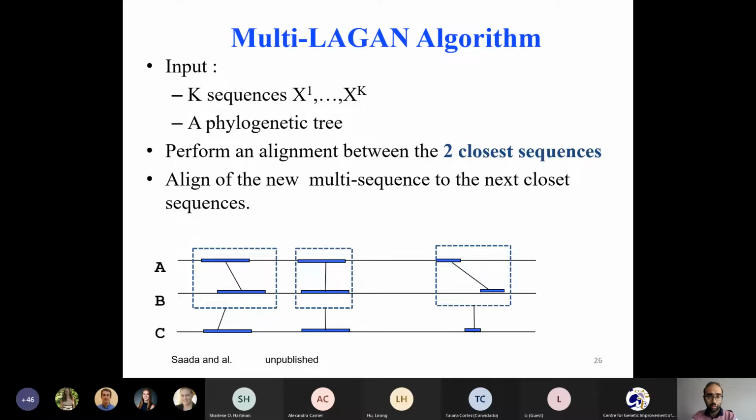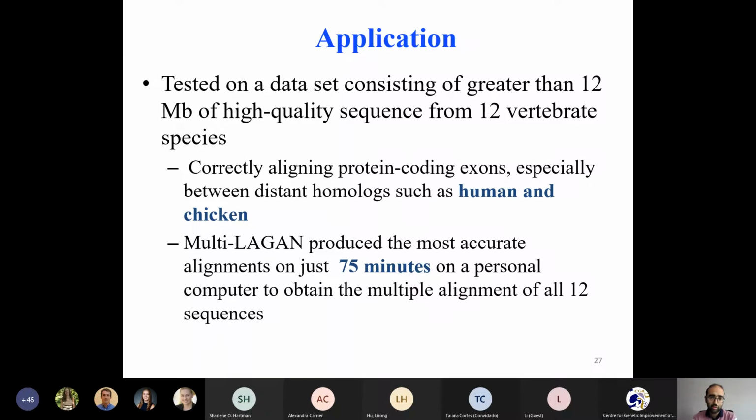And also, because we don't have only alignment between two genomes, we also have multi-genome analysis. So they implemented the Multi-Ligand algorithm. In this algorithm, we have K sequences as inputs and a phylogenetic tree, and they perform alignment between the two closest sequences to merge them together, and then align the third or the fourth sequence, until finishing all the sequences that we have in our input set. It was tested on a data set of vertebrate species, and the Multi-Ligand produced the most accurate alignment of exons and chromosomes between human and chicken in just 75 minutes on a personal computer.